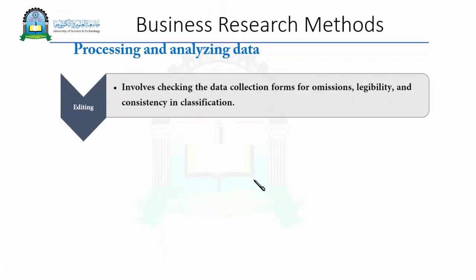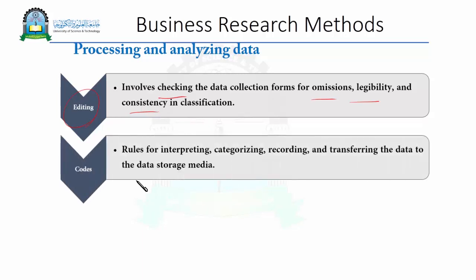Processing and analyzing the data is also one of the steps of the research process. So we edit when we get the questionnaires or when we get the data. We first edit them, and here we check the data collected for omission, legibility, consistency and classification. Then after that we code, especially for the quantitative types of data, using SPSS or Amos or any statistical software. So you need to code because it is numerical.